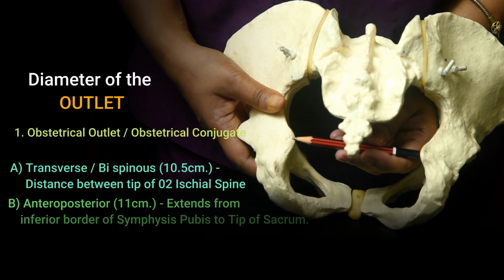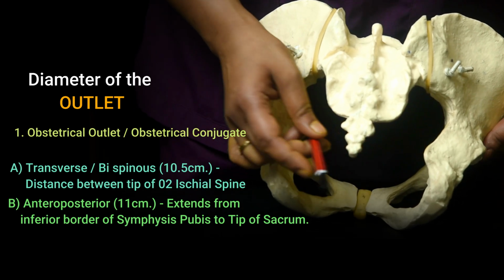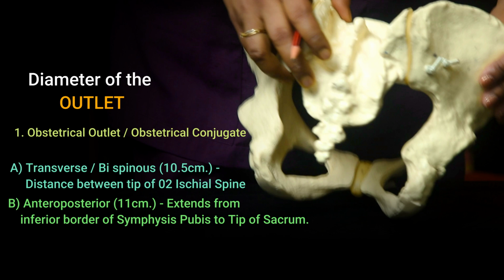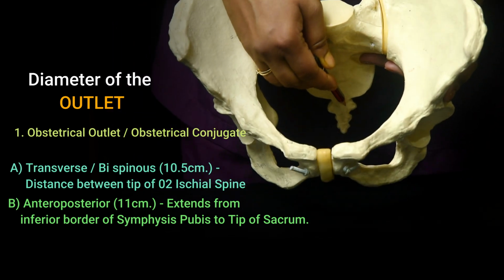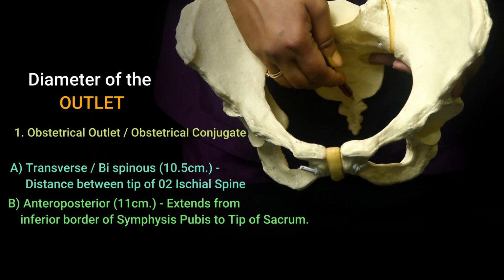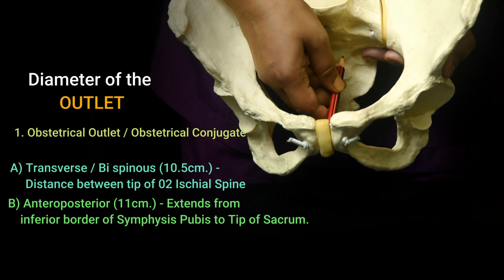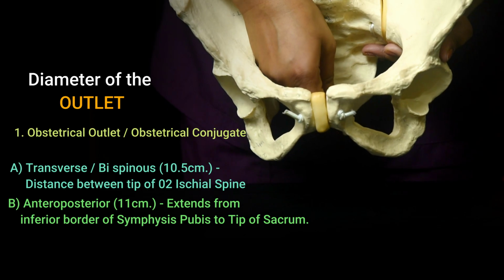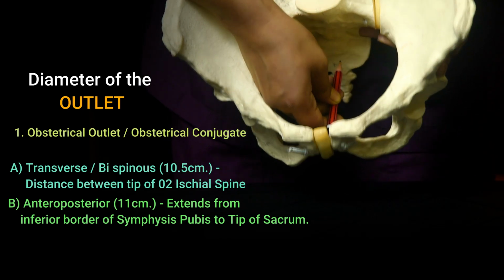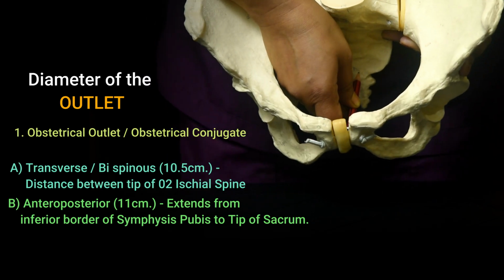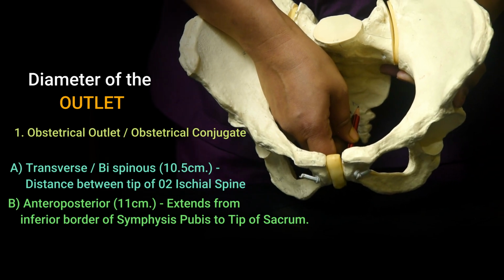Now come to the anterior posterior diameter of the pelvic outlet. That is from the tip of the sacrum extending to the inferior border of the symphysis pubis. I have told you this is the apex or the tip of the sacrum. So from the tip of the sacrum it extends to the inferior border, the lower border of the symphysis pubis. So this is this one. So tip of sacrum to the inferior border of the symphysis pubis, which is 11 centimeter, the anterior posterior diameter of the pelvic outlet.